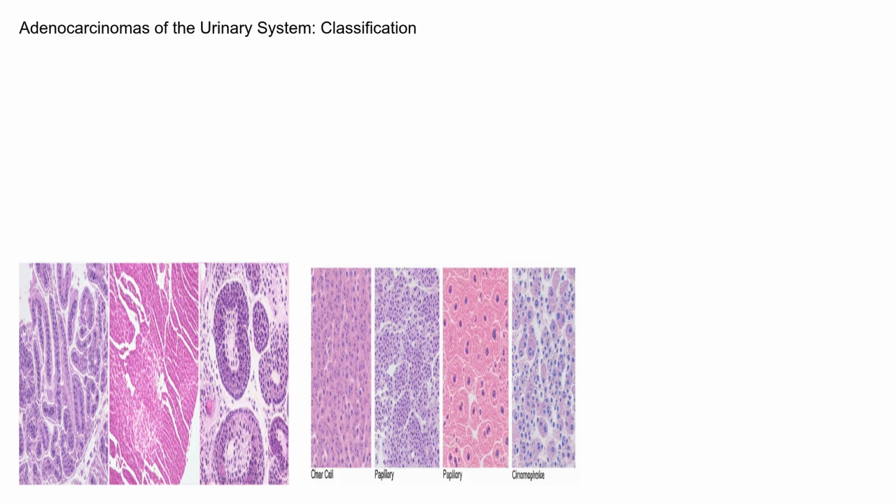Adenocarcinomas of the urinary system can be further classified based on their specific characteristics and location. Renal cell carcinoma has several subtypes, including clear cell, papillary, and chromophobe, each with different genetic and clinical features. Bladder adenocarcinoma can be classified based on its histological features, such as signet ring cell carcinoma or urachal adenocarcinoma. These classifications help guide treatment decisions and predict prognosis.